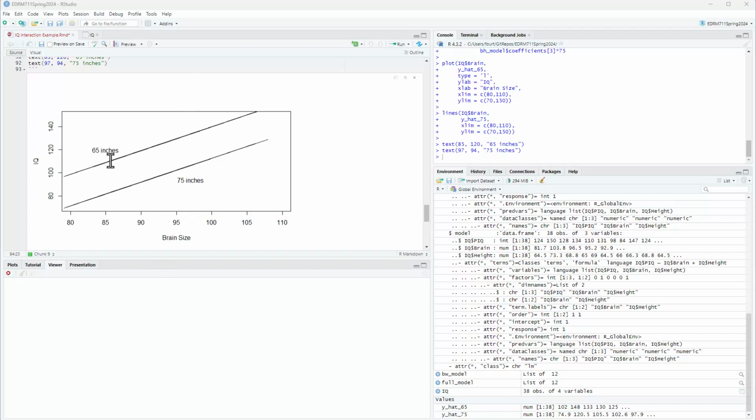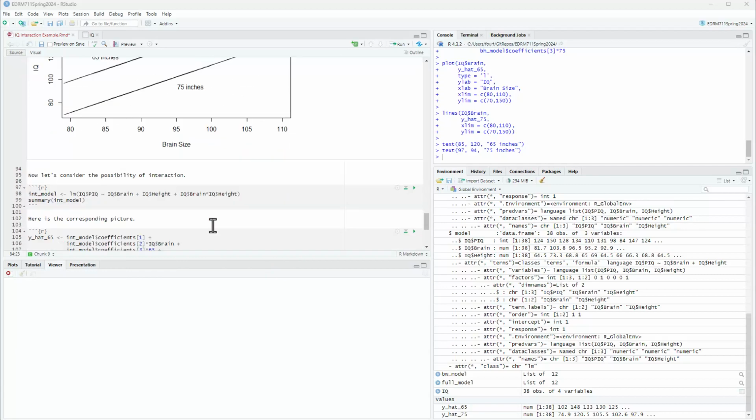We have the same effect at 65 inches as 75, not because there's no interaction, but because I have not even considered interaction yet in the model. So there is no interaction in my model, but that doesn't mean that there will not be interaction when I consider it, and that's what I'm about to do now. So let's consider the possibility of interaction. And here is the main event when it comes to interaction.